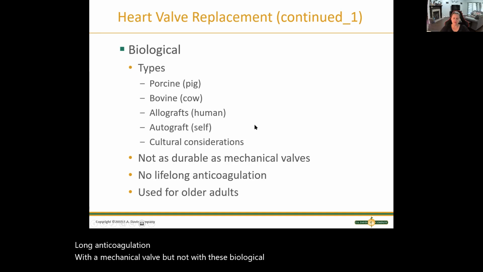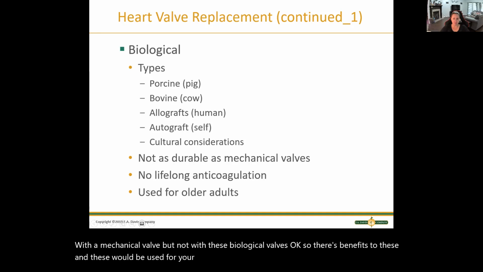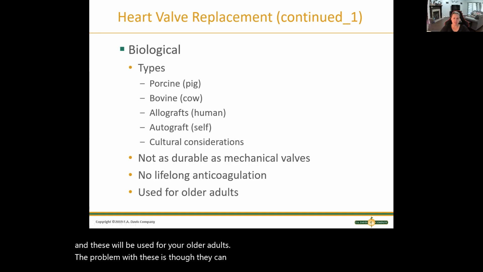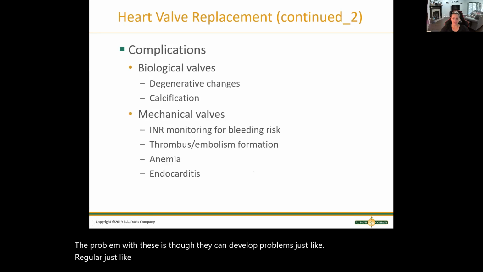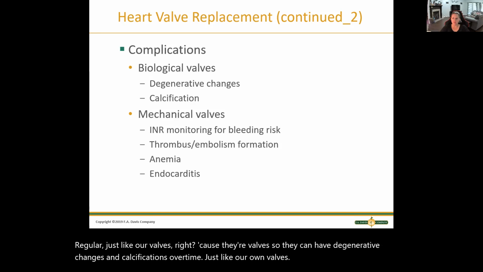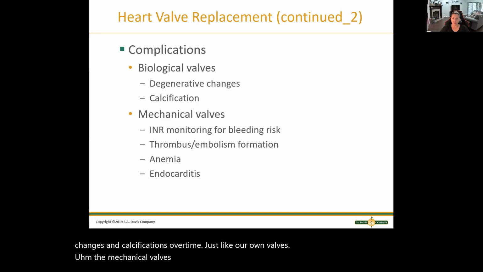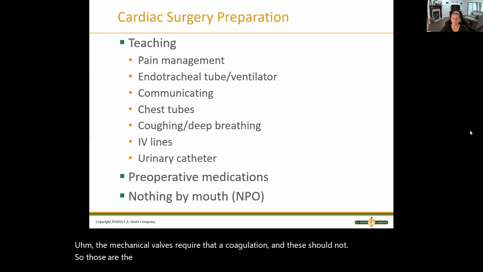Okay, so there are benefits to these, and these would be used for your older adults. The problem with these, though, is they can develop problems just like our valves, right? Because they're valves. So they can have degenerative changes and calcifications over time, just like our own valves. The mechanical valves require the anticoagulation, and these do not. So those are the main ways that we can treat that with valve replacement.